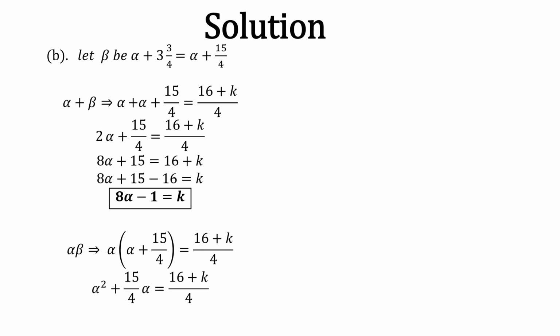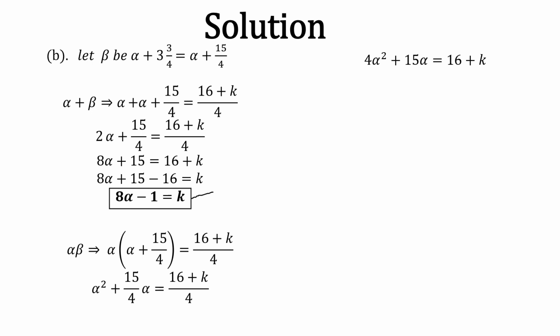We can see a fraction here again, so let's clear the fraction. When we clear the fraction, we get 4 alpha squared plus 15 alpha is equal to 16 plus k. Well, I've already talked about it here that k is equal to 8 alpha minus 1.